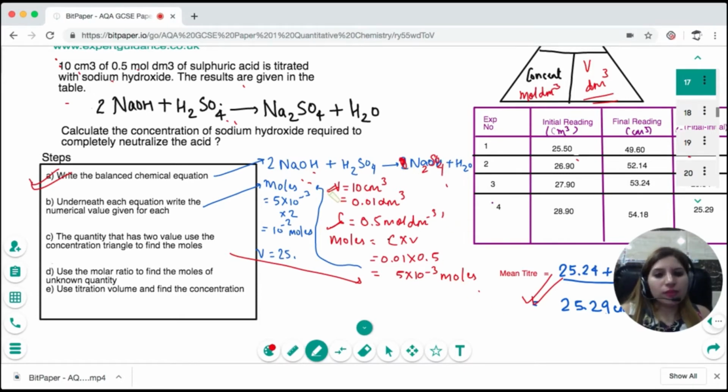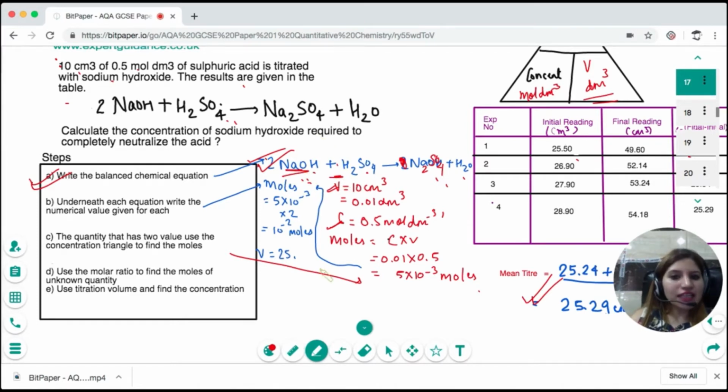Now, always remember, either the equation will be given to you, or if the equation is not given to you, I recommend you check the video of C5 chemical changes where I've explained how to write the acid-base equation. So, NaOH plus sulfuric acid gives Na2SO4 plus water. And the molar ratio is 2:1. That is, 2 moles of sodium hydroxide react with 1 mole of sulfuric acid.